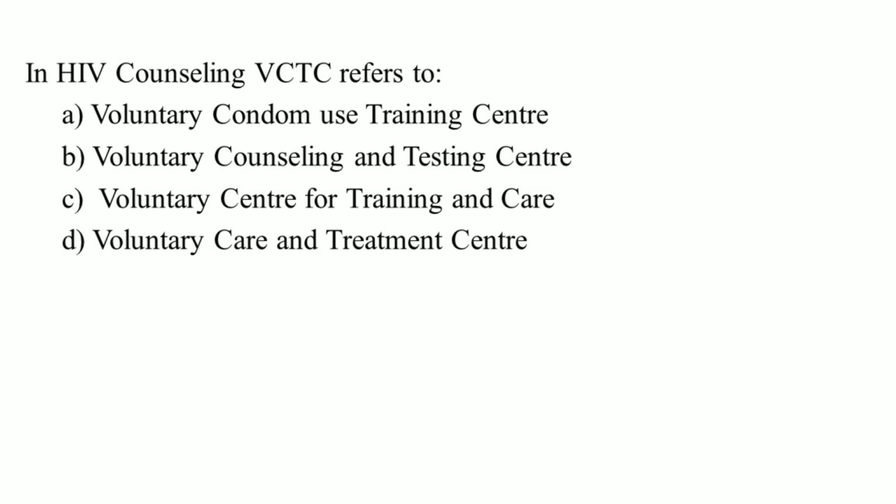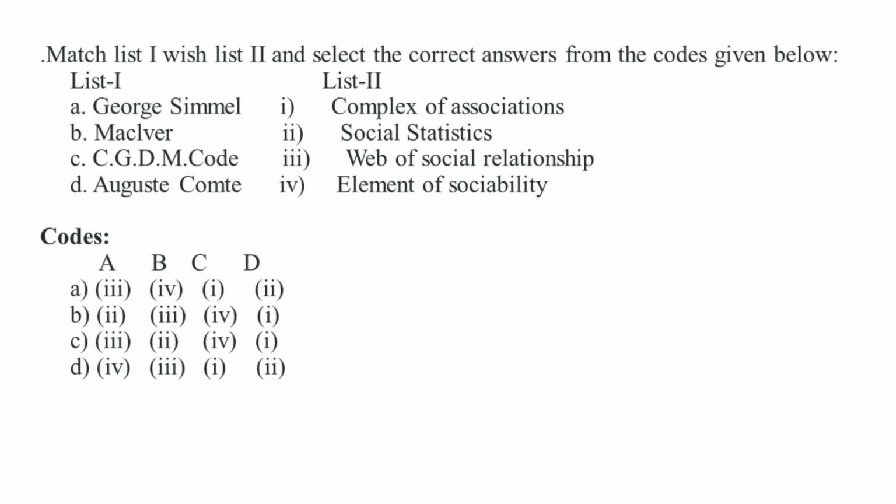Next one, in HIV counseling, VCTC refers to option A, voluntary condom use training center. Option B, voluntary counseling and testing center. Option C, voluntary center for training and care. And option D, voluntary care and treatment center. So in HIV counseling, VCTC refers to option B, voluntary counseling and testing center.